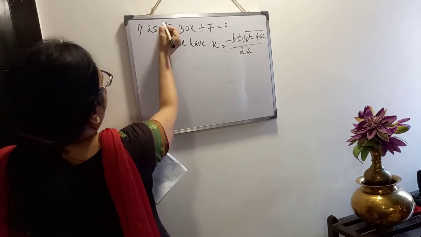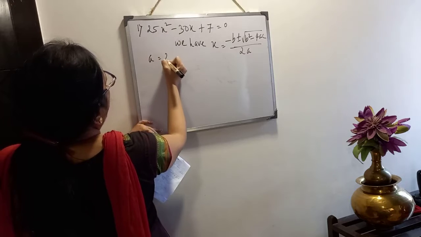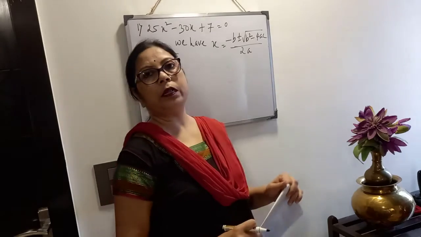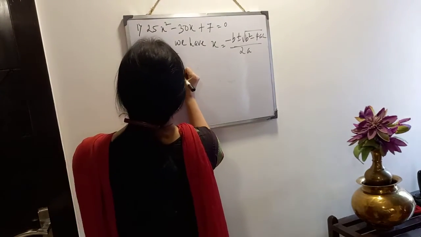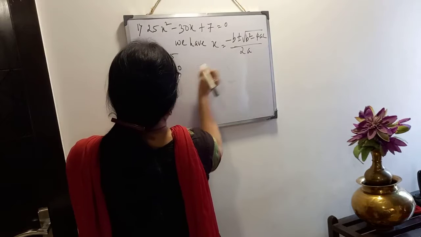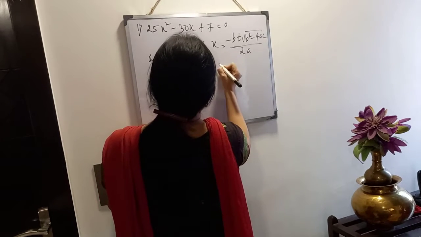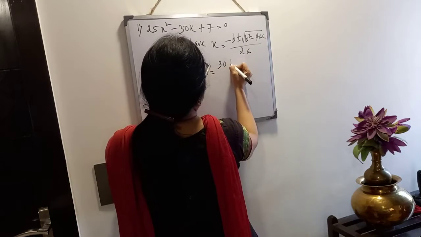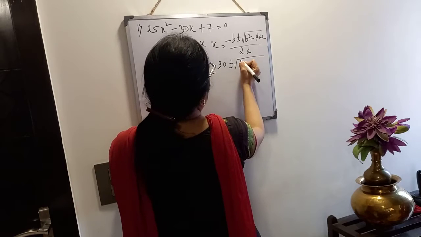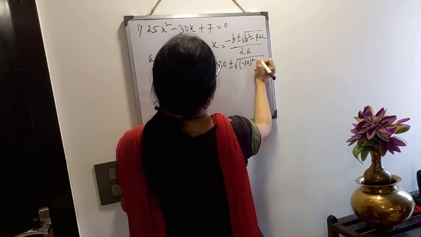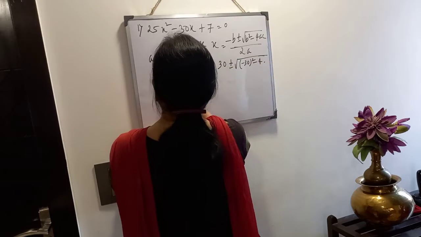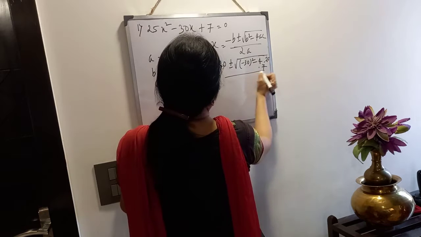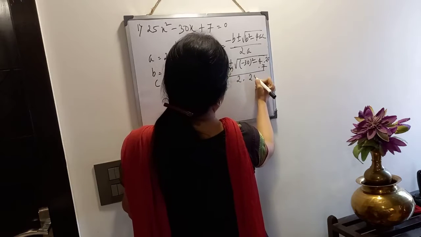What is a? Here a is coefficient of x square. That means a is 25. B. What is b? Coefficient of x. And you have to consider the negative sign also. So minus 30. And c is 7. So by using formula, we are getting minus b, and there is minus 30. So it will become plus 30. Plus minus root over b square means minus 30 whole square minus 4 into a 25 b c 7 by 2 into a is 25.